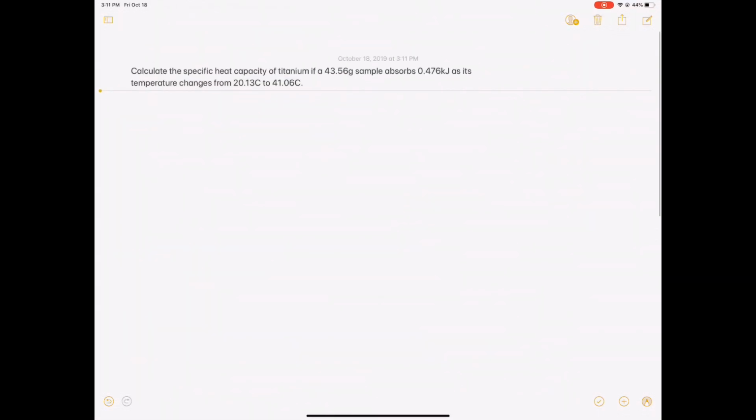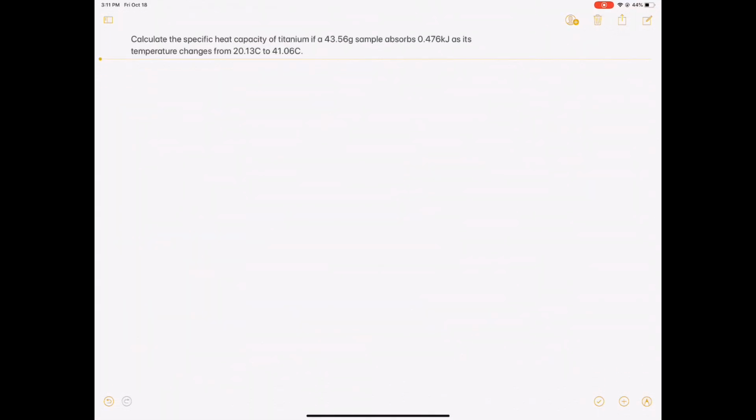Okay, so the problem: calculate the specific heat capacity of titanium if a 43.56 gram sample absorbs 0.476 kilojoules as its temperature changes from 20.13 degrees Celsius to 41.06 degrees Celsius. The first step to any problem is to write out the equation that will be used. So the equation we're going to be using is Q equals mc delta T.